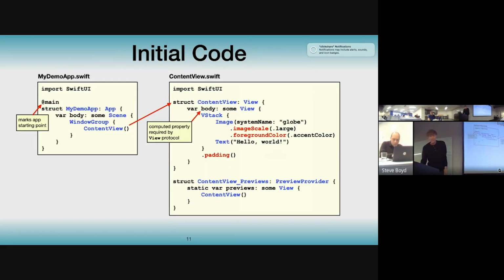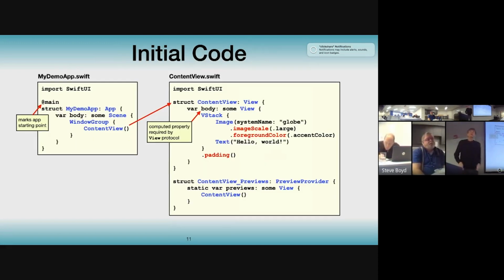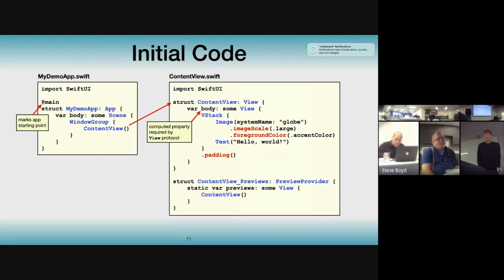When you get started in a SwiftUI app, this is the code it's going to give you as a starting point. And I'll be going through a more detailed example later. Let's just talk through what you have as a starting point. So this little annotation is saying this is the beginning of my application. And typically, you don't have to change anything in this file.